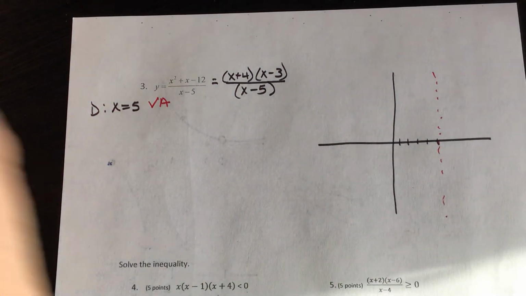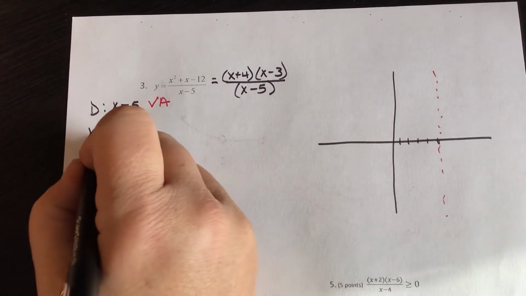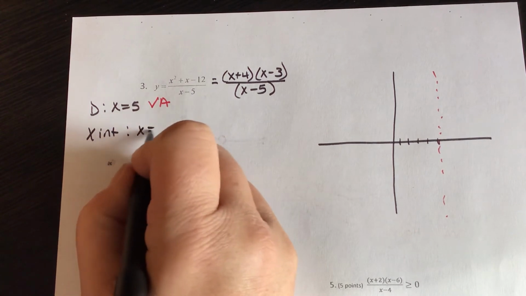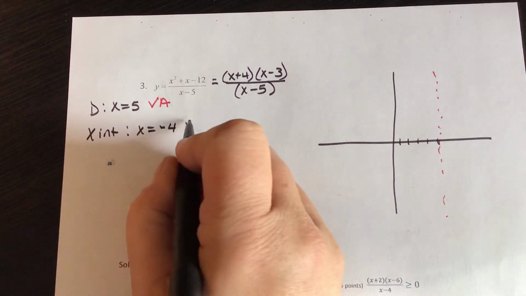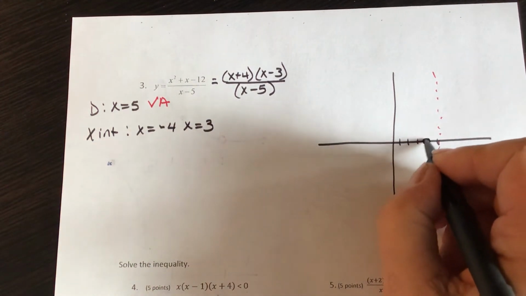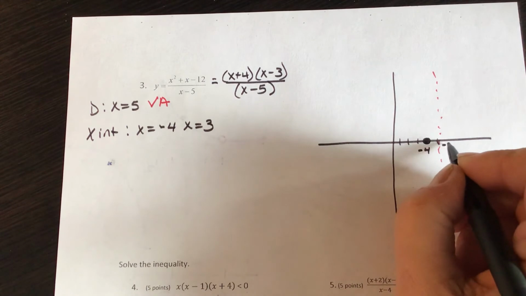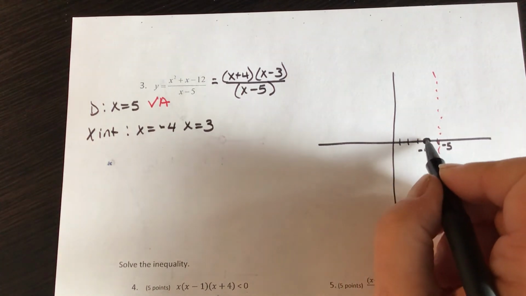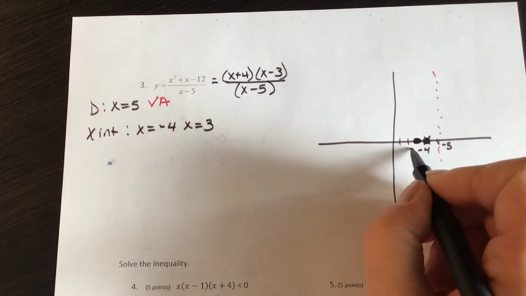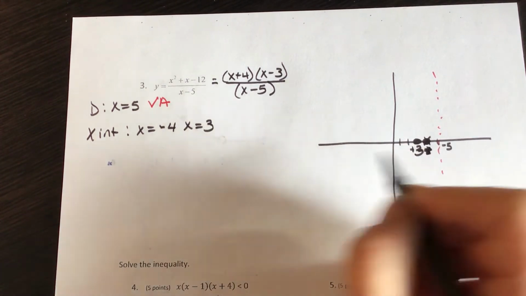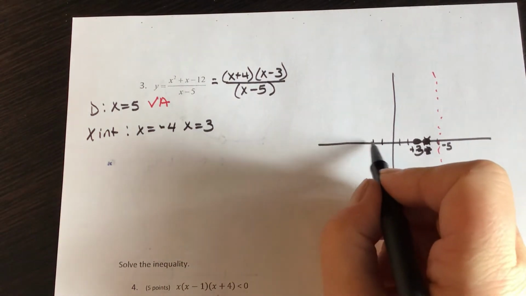I have x-intercepts at x is -4 and x equals 3. So at -4 I have an x-intercept, -5, and whoops, that's not right. At x equals +3, this is the positive side, I have an x-intercept, and at -4.